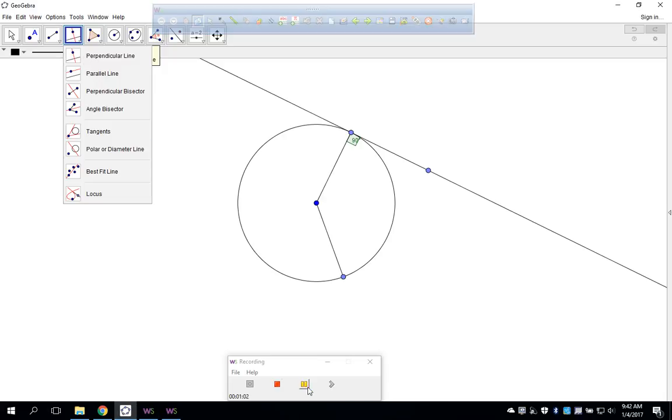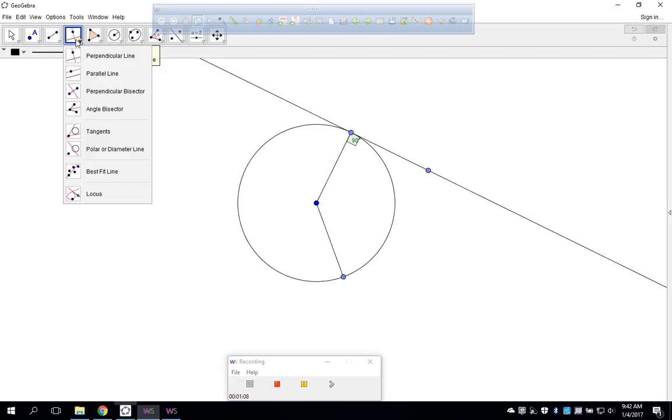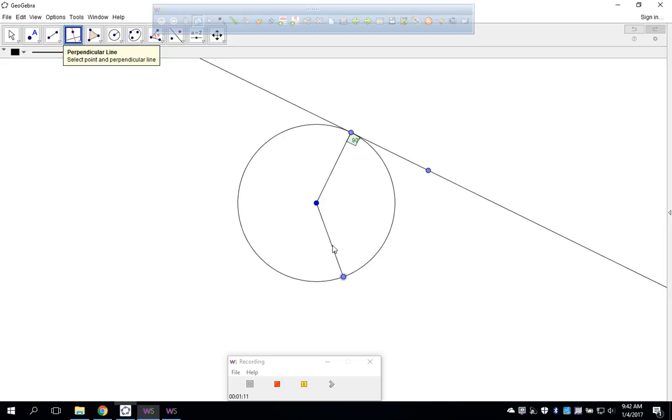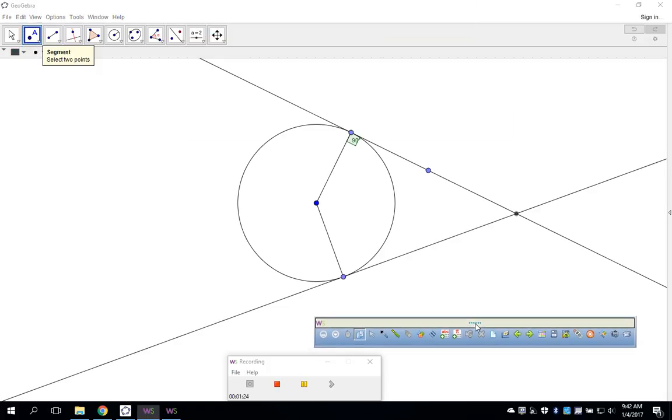You could look. So what I was going to do here, am I recording now? Yeah, I'm recording. I'm going to make another perpendicular line from here to here, okay? And you notice those two things intersect. See that? Okay? I'm going to put a point at this point of intersection, okay?